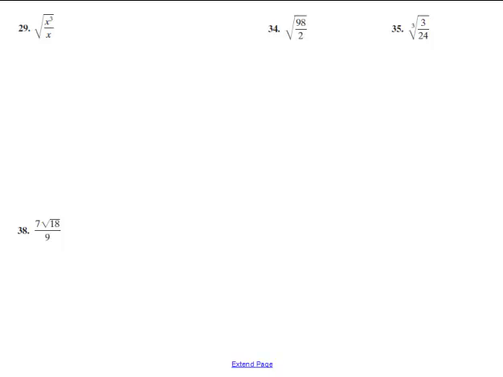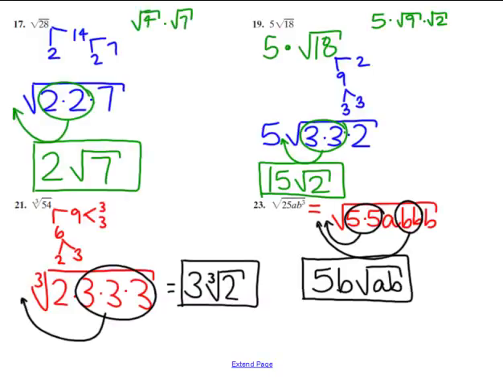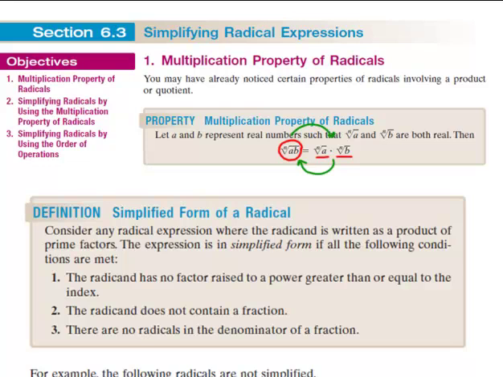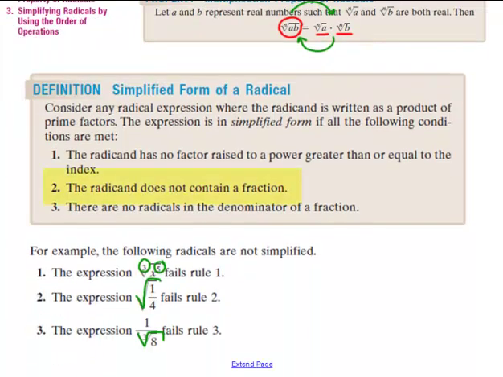Let's throw some fractions in there. So for 29, the first one that we see here, remember in our simplification rules, how we know when we're done way back here? You cannot have fractions anywhere. This condition right here: the radicand does not contain a fraction. So what we want to do first to fix that is see if we can simplify what's on the inside.